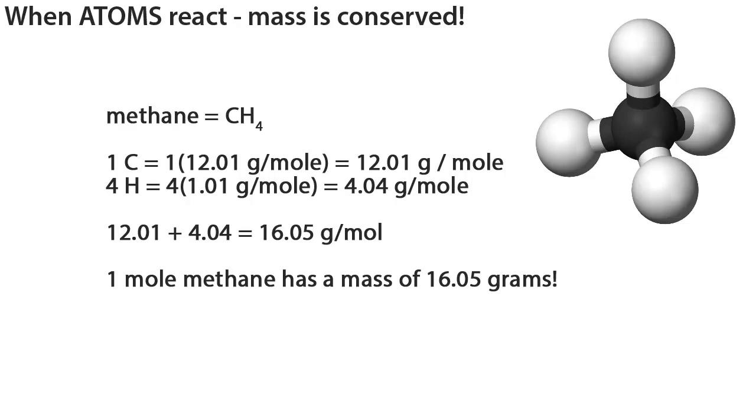We've got 4 moles of hydrogen atoms to make 1 mole of methane. This means we have to multiply 4 times the molar mass, 1.01 gram per mole, from the periodic table for hydrogen. This is 4.04 grams per mole. And I'm going to add that to 1 mole of carbon atoms, 12.01 grams per mole from the periodic table. So I combine 12.01 grams per mole, that's the carbon contribution, plus 4.04 grams per mole, that's my hydrogen contribution, and sure enough, 16.05 grams per mole is the molar mass of methane. So 1 mole of methane has a mass of 16.05 grams. It's that simple.